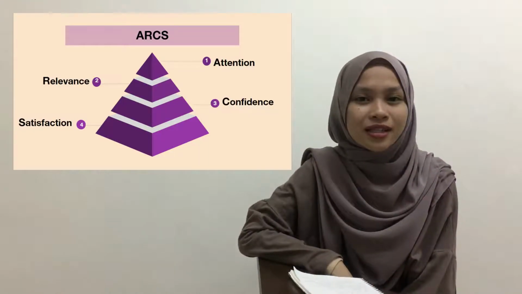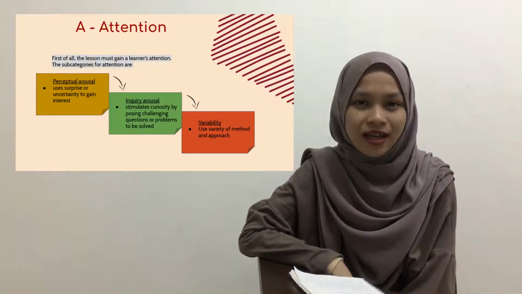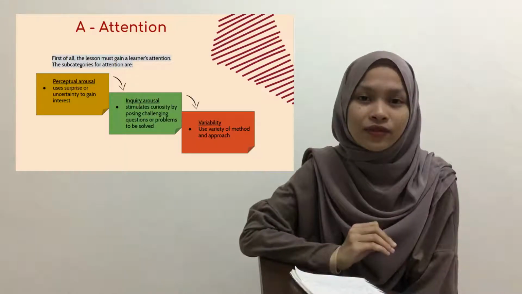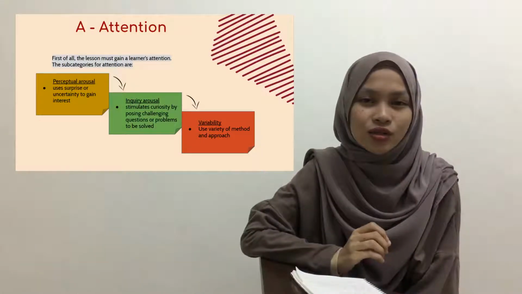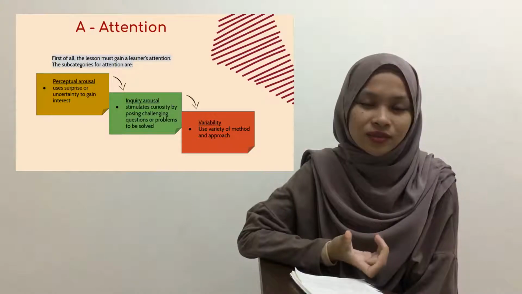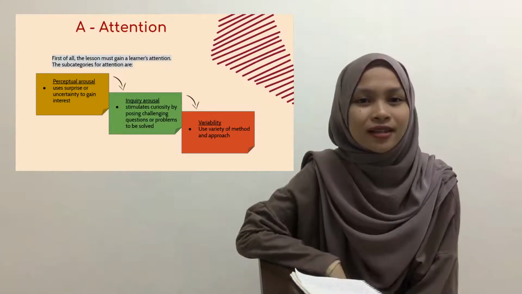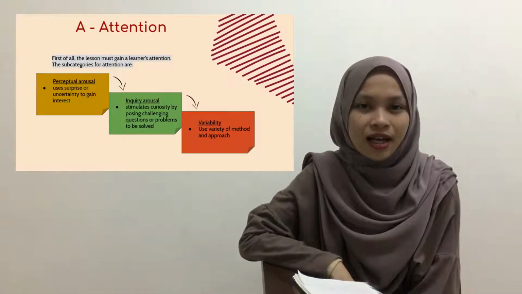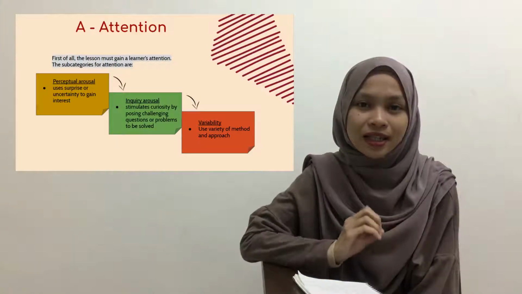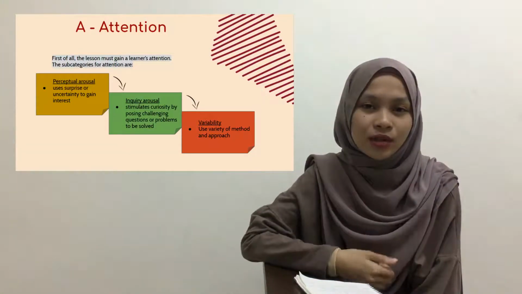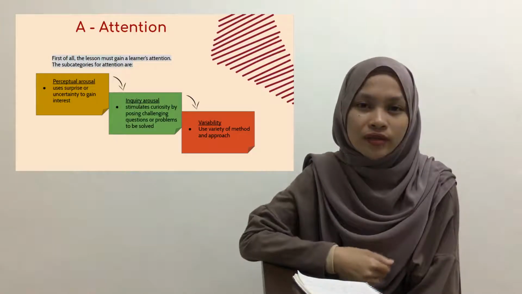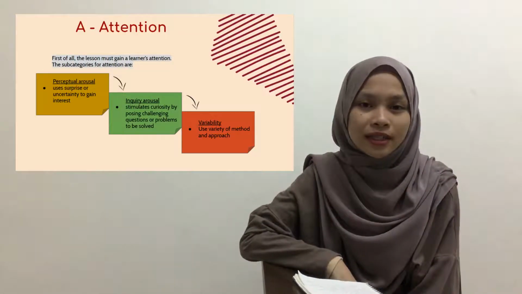The first element is A. A is for attention. Attention is the first step that we need in order to complete the model. First, we need to gather the learner's attention. There are three components in this, which are perceptual arousal, inquiry arousal, and variability.